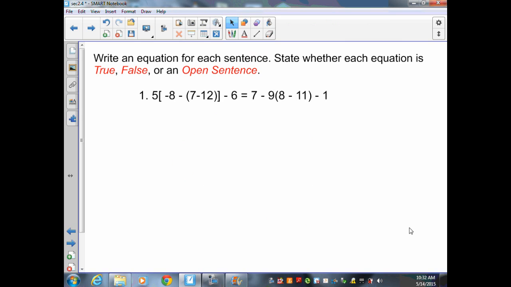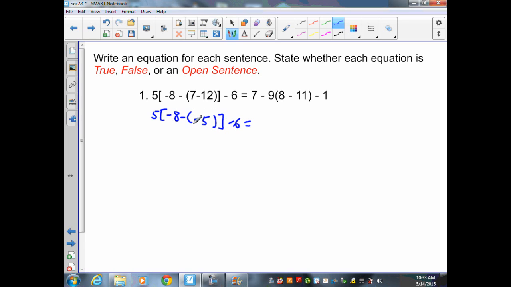Again, we want to determine if each sentence is either true, false, or an open sentence. Here we have 5 times the quantity of a negative 8 minus 7 minus 12 minus 6 equals 7 minus 9 times the quantity of 8 minus 11 minus 1. Well, let's start on the left side of our equation. We're going to work on the inside, so let's copy everything else down. 5, the bracket, the negative 8, the minus sign, the other bracket on the other side, bring down the parentheses, and the minus 6, and the equal sign. Let's just work on the left. And what we're going to have is just 7 minus 12. 7 minus 12 is a negative 5.